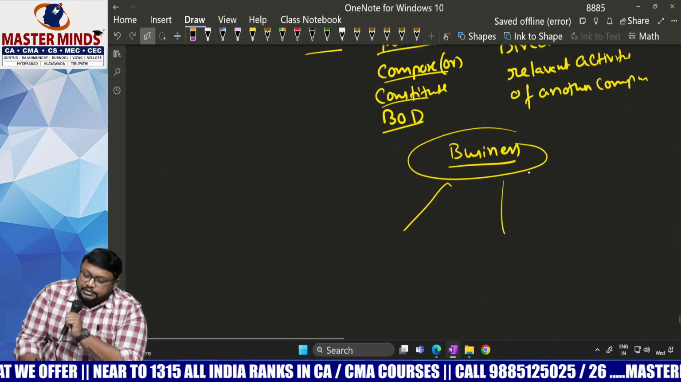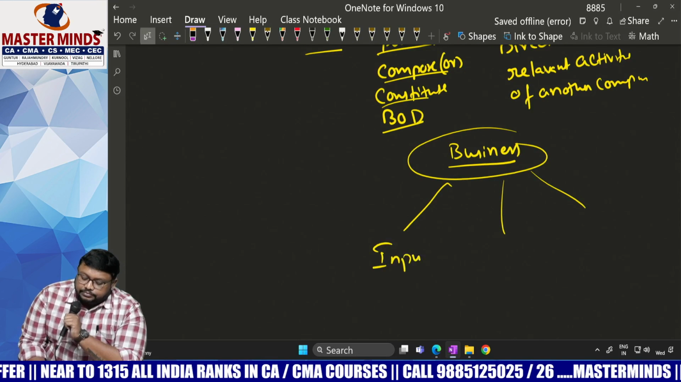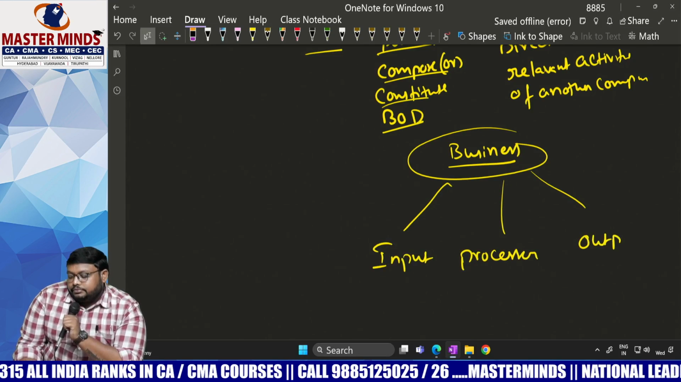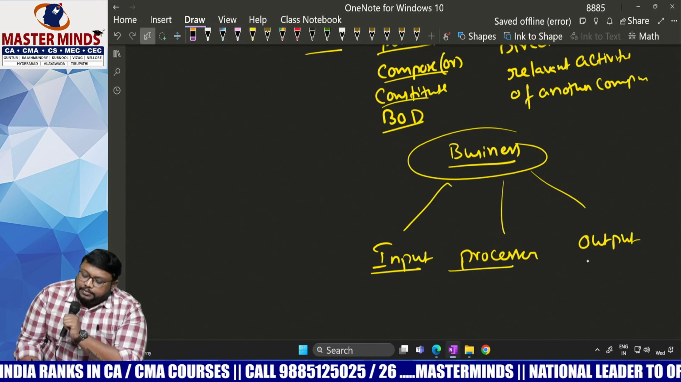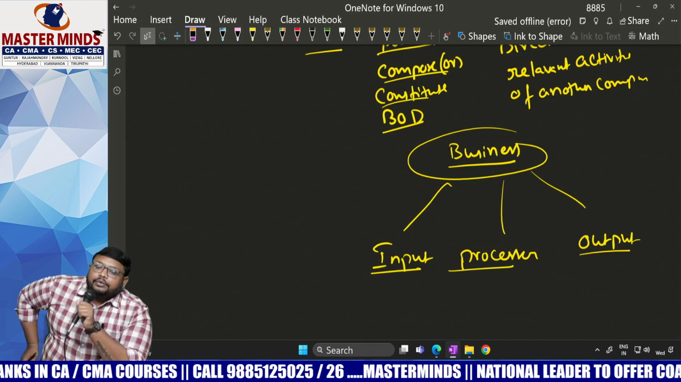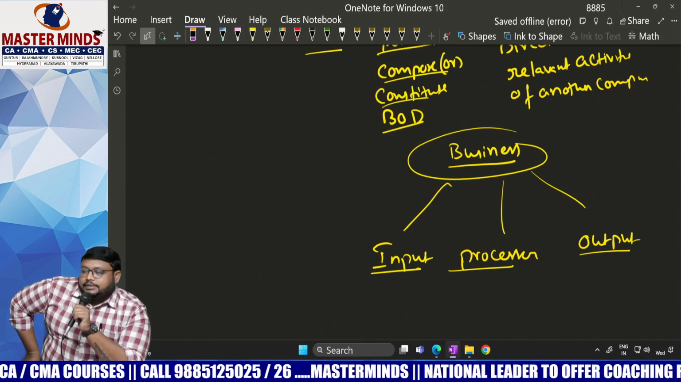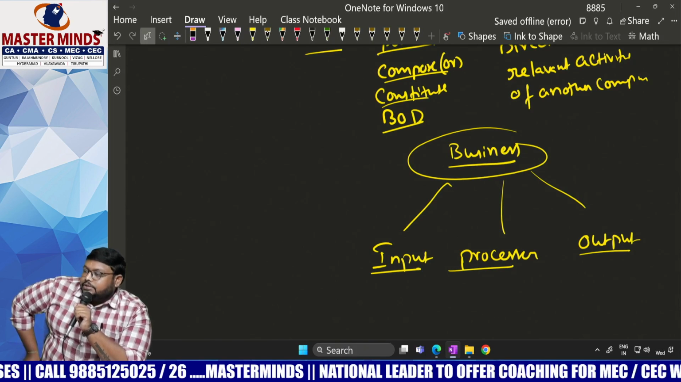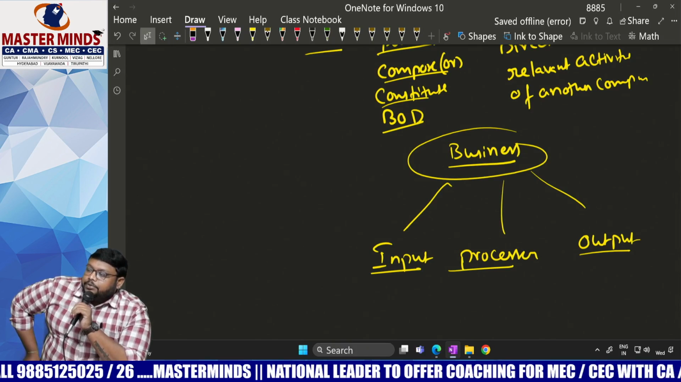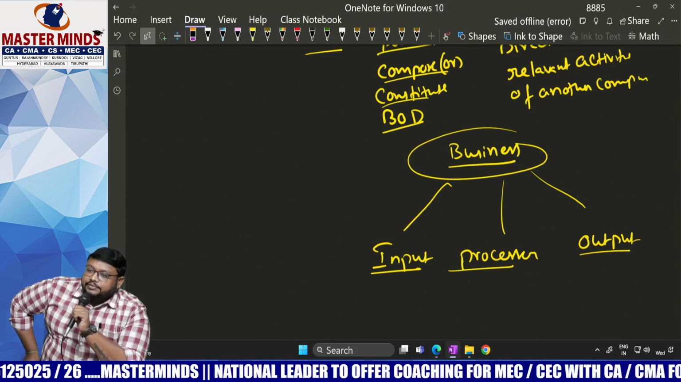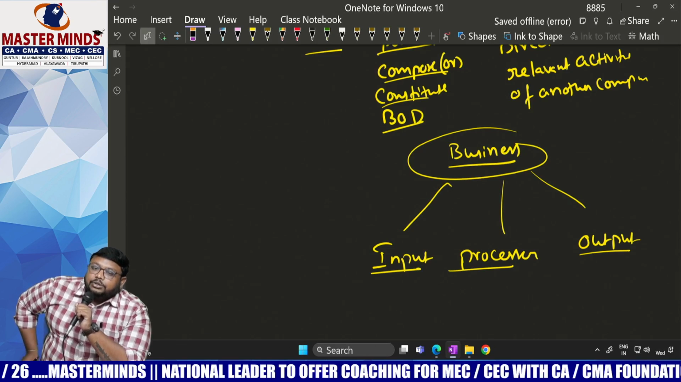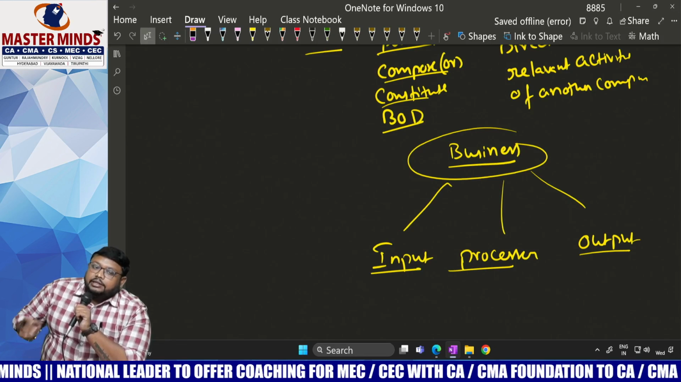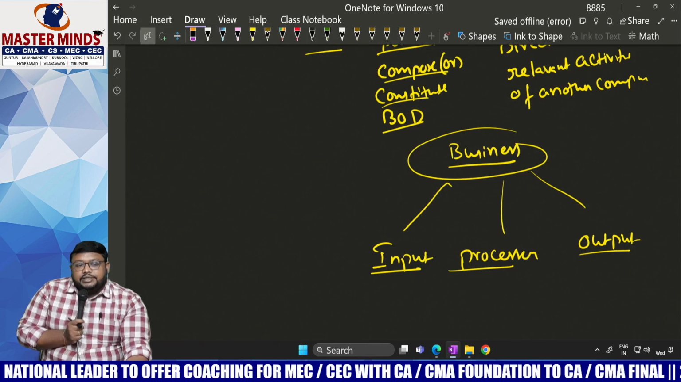As I told you, we have three stages: input, processes, output. So what input are you giving to the business? Generally resources: tangible assets, intangible assets, manpower. Whatever it might be, all the resources we can call inputs. All the resources are used in the business for what purpose? To generate output.